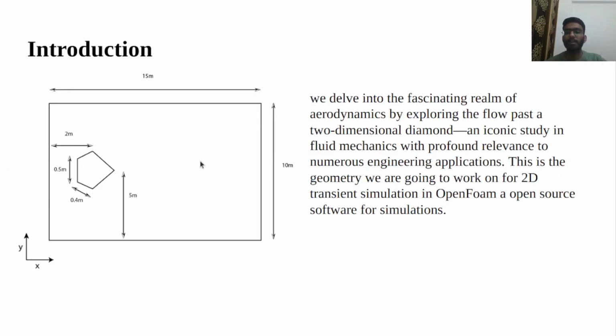Today we are going to simulate a problem, the flow past a diamond for the 2D case. This is our geometry, a rectangle of width 15 meters by 10 meters, and here is the obstacle, a diamond shape. You can take any shape, like circular or square. Our flow will start from here and leave the geometry from this side.